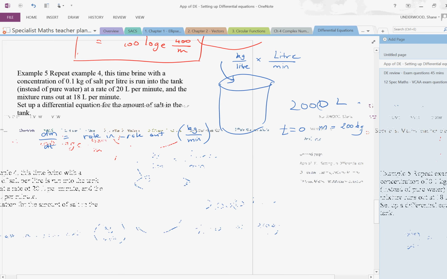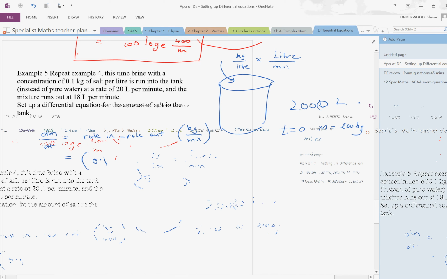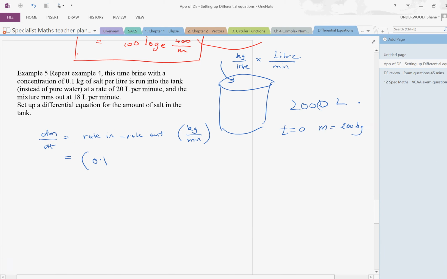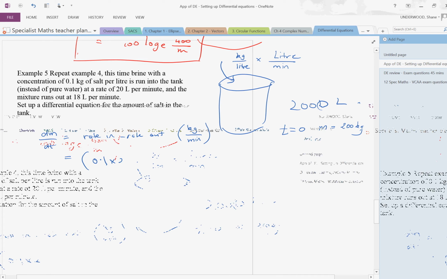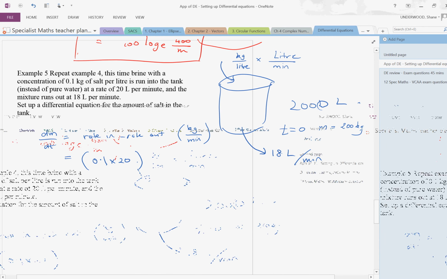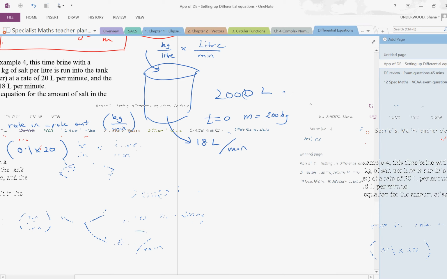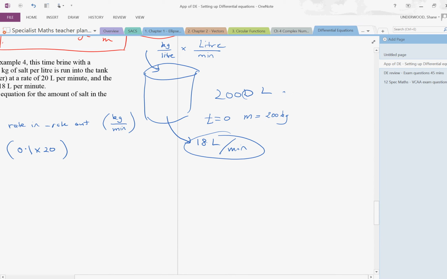All right. So kilograms per litre coming in is equal to 0.1 and then litres per minute at a rate of 20 litres per minute. So the rate in is pretty easy. But the rate out, the mixture runs out at 18 litres per minute. And we also need to know what else do we have to find? This is the tricky part.